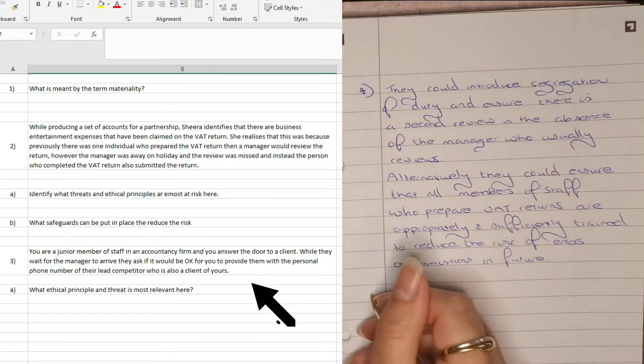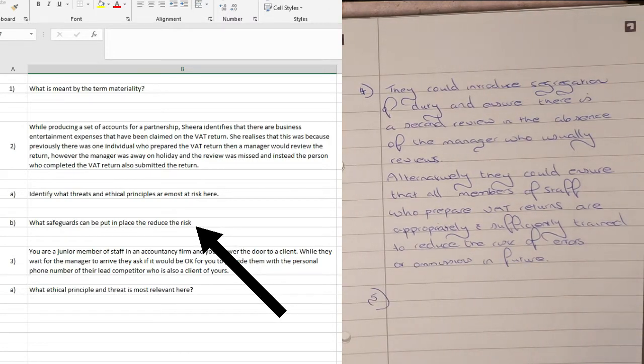So, next question. You are a junior member of staff in an accountancy firm and you answer the door to a client. While they are waiting for the manager to arrive, they ask if it would be okay for you to provide them with the personal telephone number of their lead competitor who is also a client of yours. What ethical principle and threat is most relevant here?